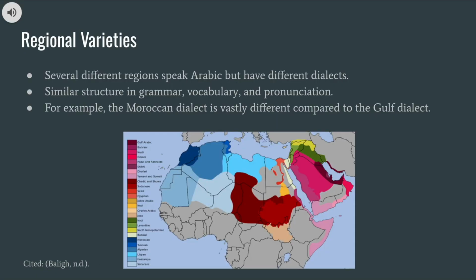There are several regions around the world who speak Arabic, but they all differ in dialects. This depends on the geographical location and their influences from other countries and languages. These are similar in grammar, vocabulary, and pronunciation, and they all stem from Modern Standard Arabic. For example, Morocco is heavily influenced by other languages: Spanish, French, and Berber. However, when looking at other regions, such as the Gulf region, their influences are English, Indian, Urdu, and Farsi, or Persian.